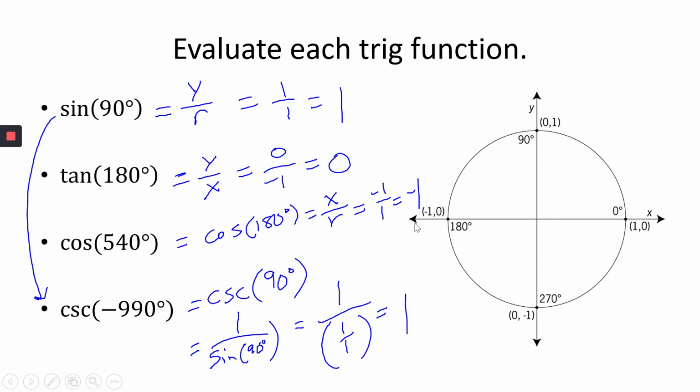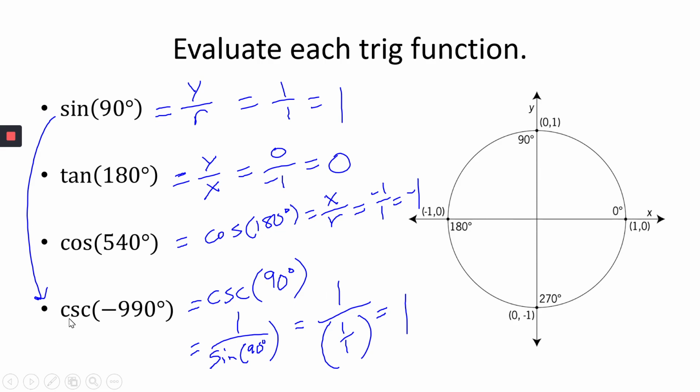Tangent of 180 is over here. So tangent would be the y value of 0 divided by the x value of -1, and 0 divided by -1 is 0. Cosine of 540, I don't care about 540. On the last slide, we said that 540 looks just like 180, so I just do that instead. So I go here to 180, and I look at the x value, which is -1, divided by the r value, which is 1. Divide that out, and you get -1.